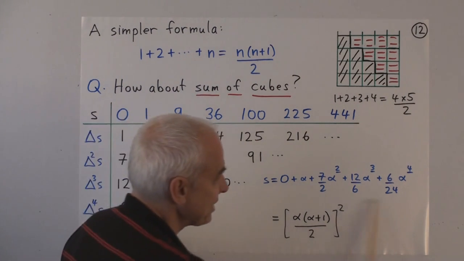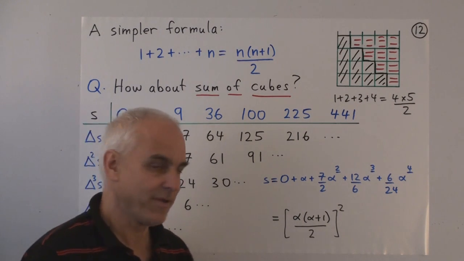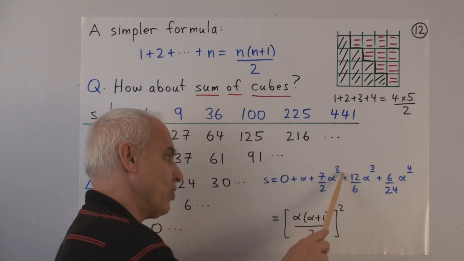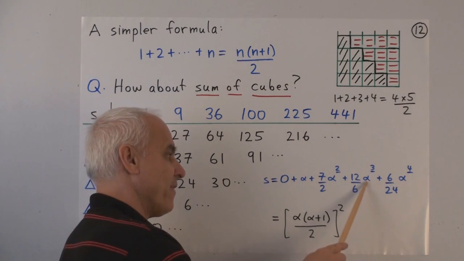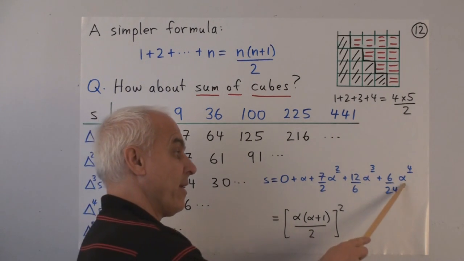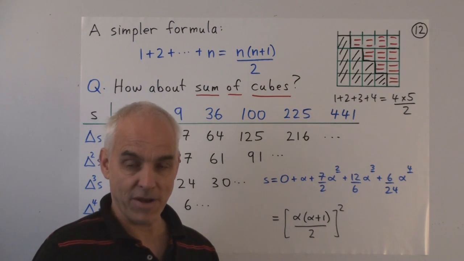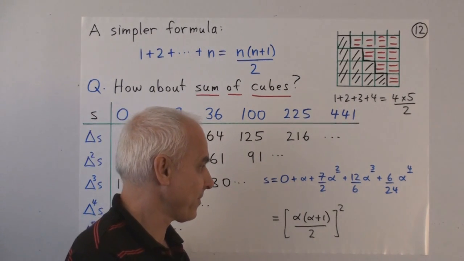This is now an explicit polynomial that we can evaluate. Admittedly, with some work, we have to replace alpha to the 2 lowering with alpha times alpha minus 1. This one with alpha times alpha minus 1 times alpha minus 2. And this one with alpha times alpha minus 1 times alpha minus 2 times alpha minus 3.